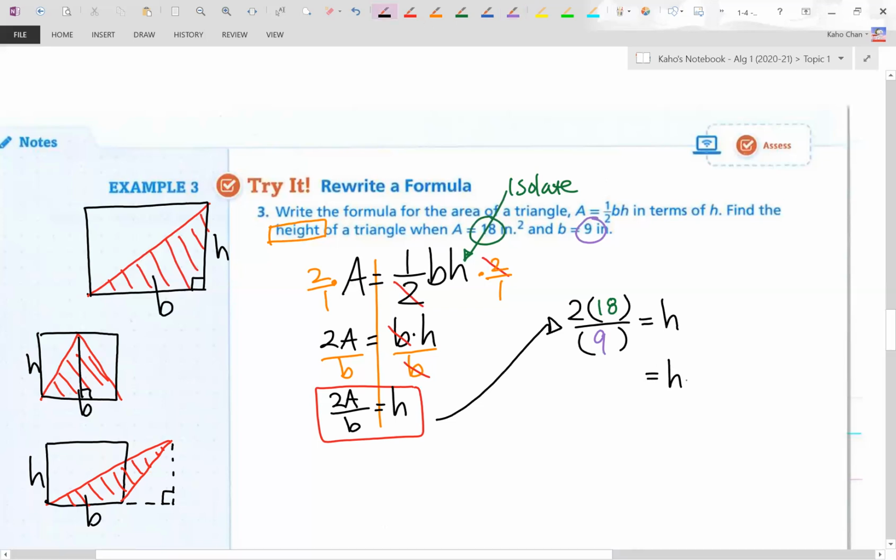Some teachers like to reduce first before they multiply. 9 goes into 18 twice. And yeah, 2 times 2 is 4. Don't forget about the dimension. I'm sorry, the units. The units are inches, okay?